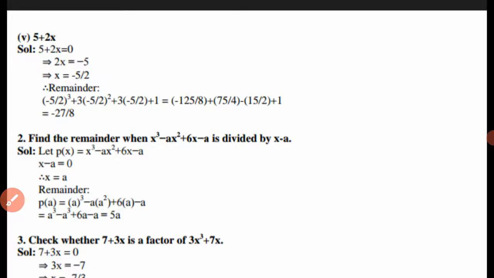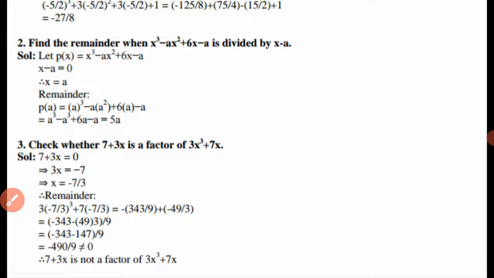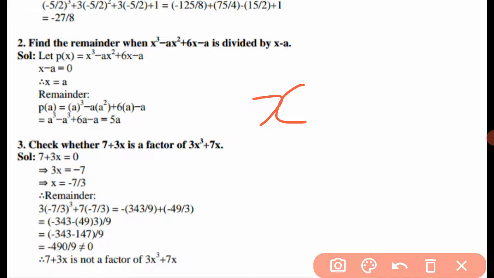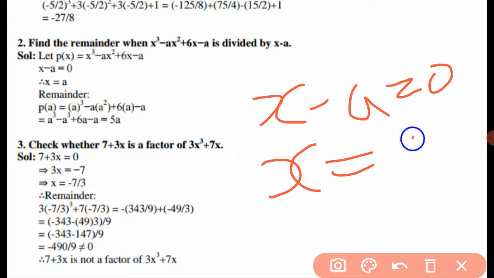Now in question number 2, we have given: find the remainder when x cube minus ax square plus 6x minus a is divided by x minus a. So when it is divided by x minus a, that means we can put x minus a equals to 0. So from here the value of x equals a. Now putting the value of x equals a in this given equation, it will be equal to 5a. That means we can say the remainder is 5a.